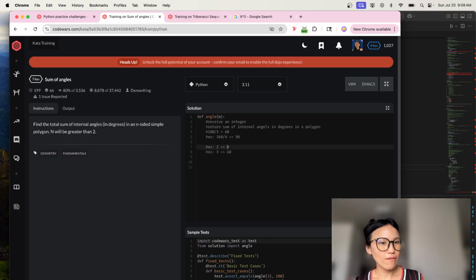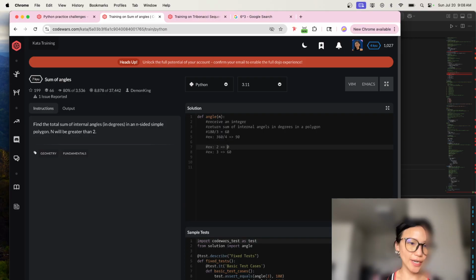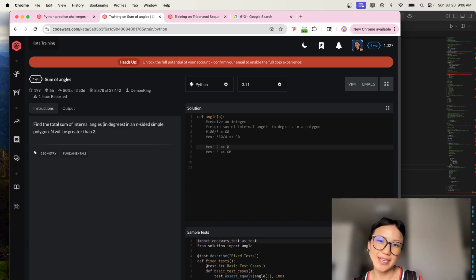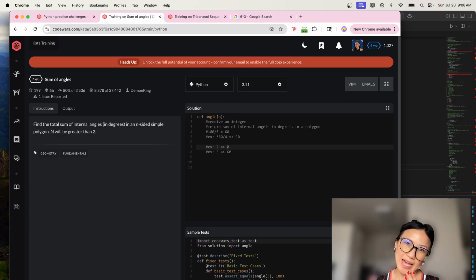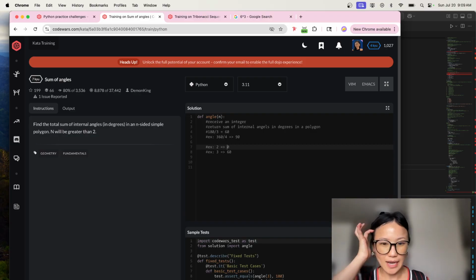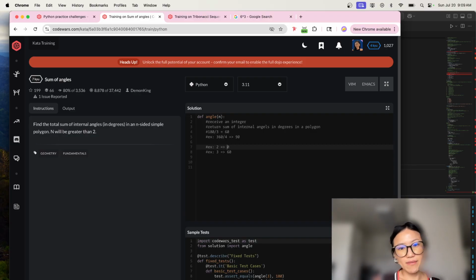180 divided. Find the total sum of internal angles in degrees. Going back to my math class days, you could think about degrees, angles, 45, 30. I feel like angles can be any number though. I was like, can I base it off of a number? If I base it off of 30, why do I want to base it off of 30?